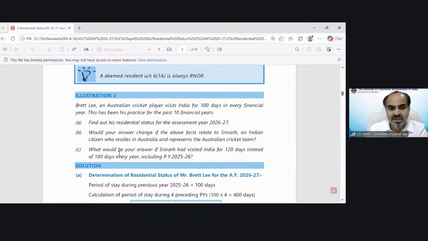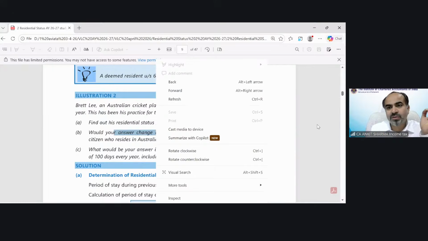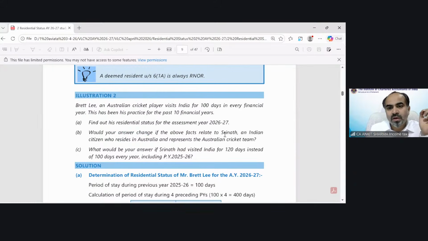The second point is the query asked by a student. He is asking, would your answer change if the above facts relate to Srinath, an Indian citizen who resides in Australia and represents the Australian cricket team? Now, if it is an Indian citizen who is coming for a visit, that would fall in category B, and we have to check condition number 2 and 3 of category B.